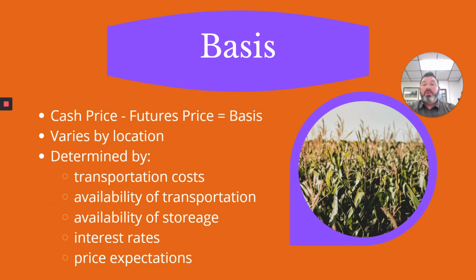Furthermore, so let's look at basis. Cash price minus futures. We've been calculating that kind of all along the semester here, keeping track of that difference, so to speak, between the local price and the futures price. And it always varies by location. And much of that depends upon your proximity to an elevator and how much grain is supplied locally. And so it's determined by transportation, availability of that transportation, storage, interest rates, price expectations, and so forth.